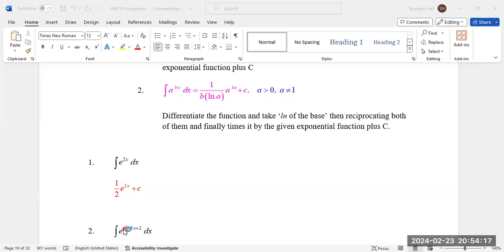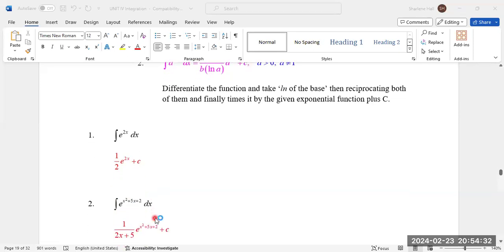For this one here, I'm going to differentiate the power. So when I differentiate the power, what do I get? 2x plus 5. Good. So we put 1 over 2x plus 5, e to the x squared plus 5x plus 2, plus c. I differentiate up here, reciprocate it, and write back the whole of this. Tell me, is that hard?